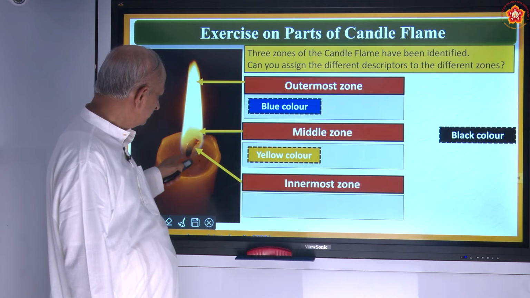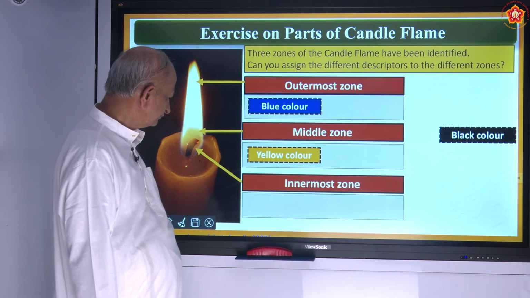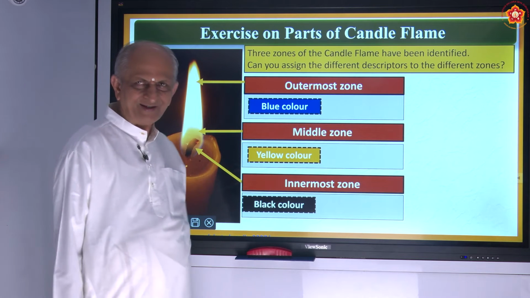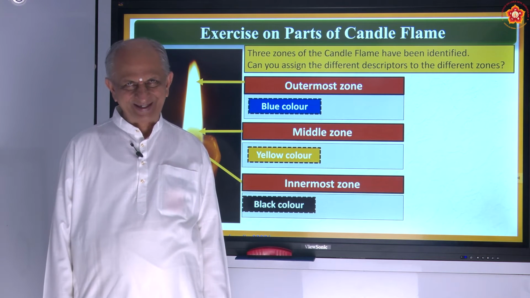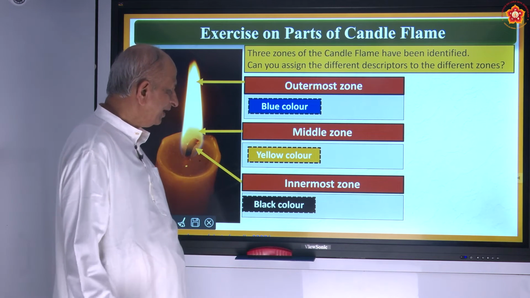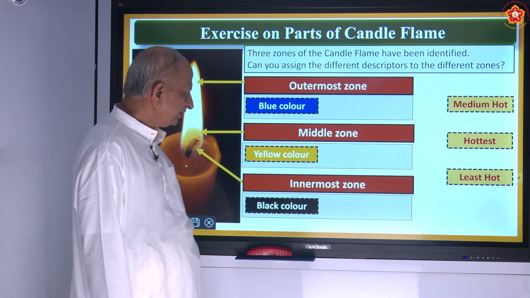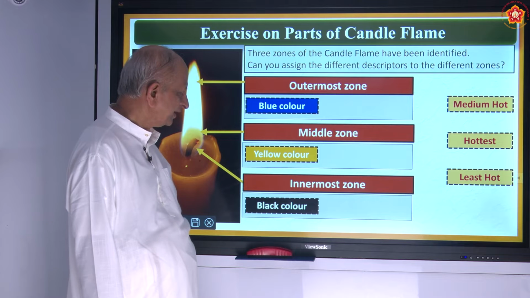This is the middle zone, yellow in color. Innermost is black in color. So nice, correct? And we will have one more property. Which is the hottest? Let us see.